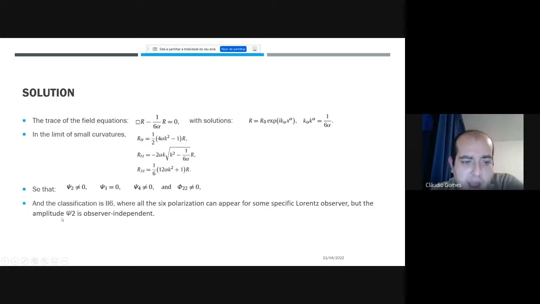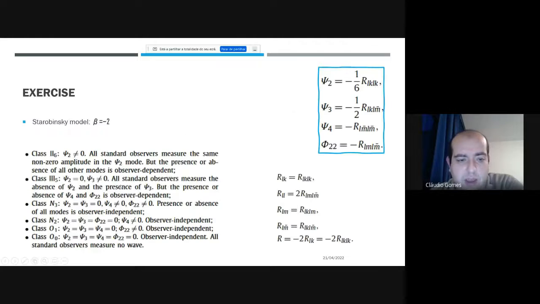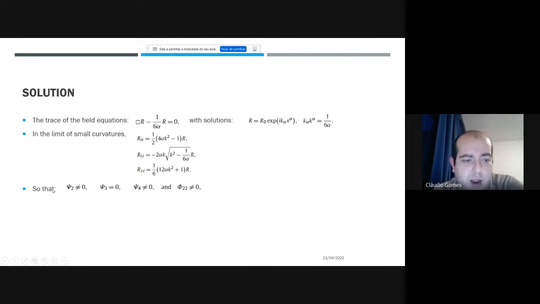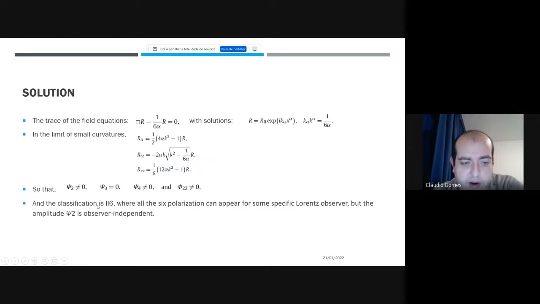Okay, and in the Newman-Penrose classification, we can look, right? Only psi3 is 0. The other ones are non-vanishing. So we are in the more general case, which is I6, sorry, where all these six polarizations can appear for some specific Lorentz observer, but the amplitude psi2 is observer independent.